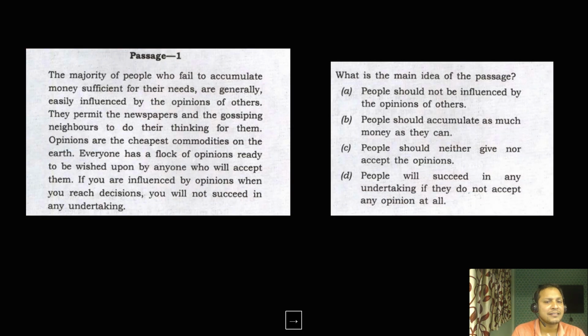So the first passage, you can see here: what is the main idea of the passage? So it is the main idea. We will quickly read the passage. We will not take note of examples, we will not take note of factual information. We will only focus on the main idea.